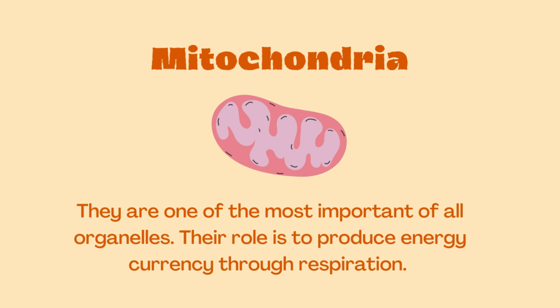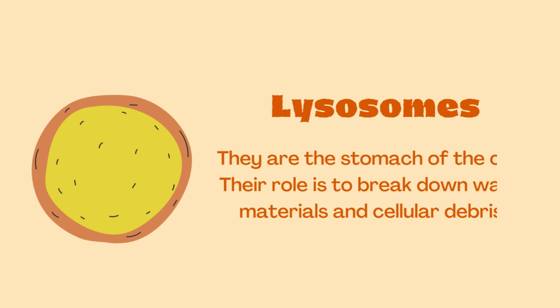Now let's talk about mitochondria. They are one of the most important of all organelles. The role is to produce energy currency through respiration. What is the energy currency? Energy currency is adenosine triphosphate, also known as ATP molecules. Mitochondria, we can say, is the powerhouse of the cell as it oxidizes food to provide energy. It provides the cell the energy, which in turn provides us the energy. So mitochondria is one of the most important organelles. Without it, the cell could not exist and it would die.